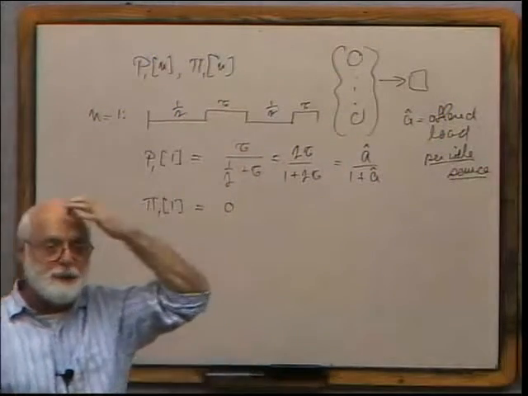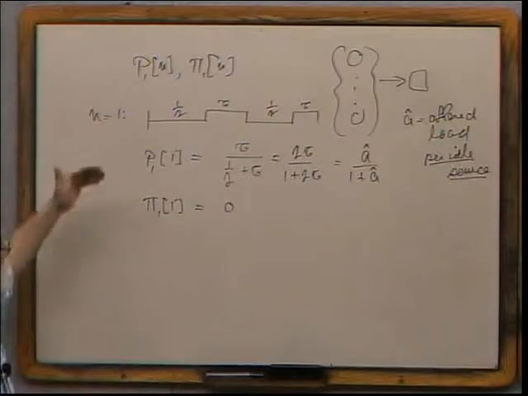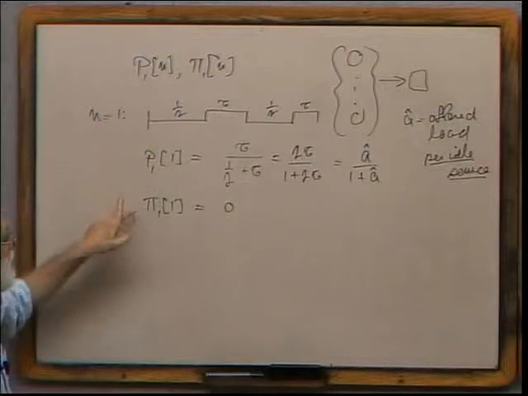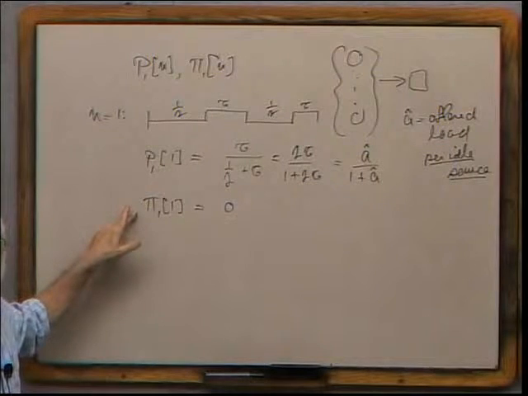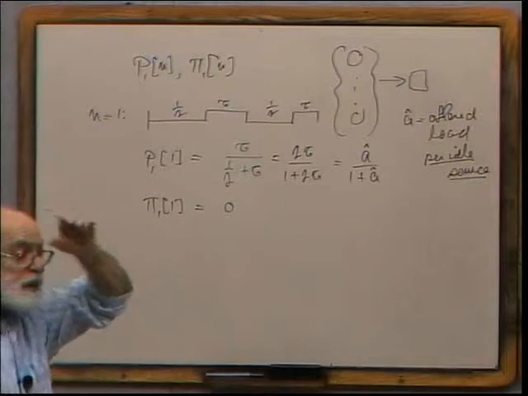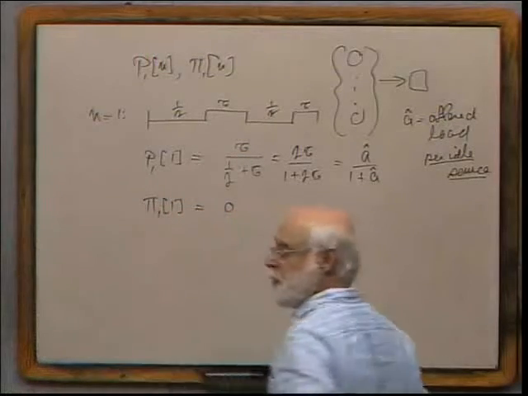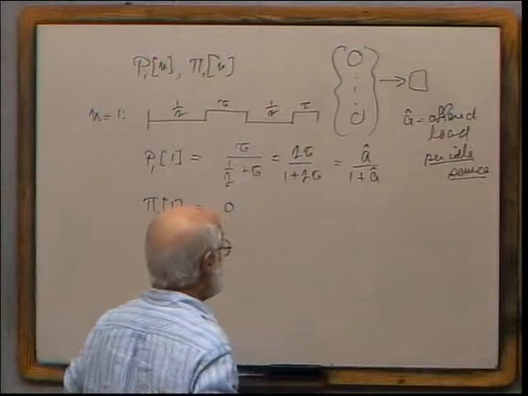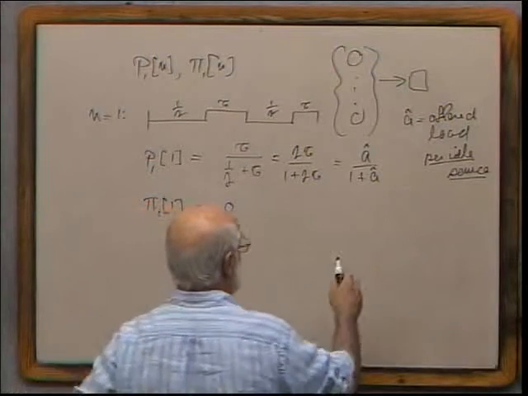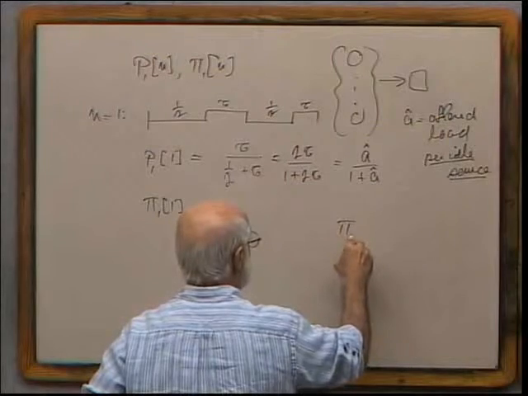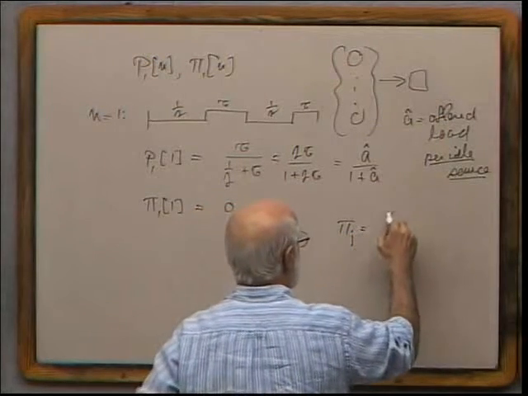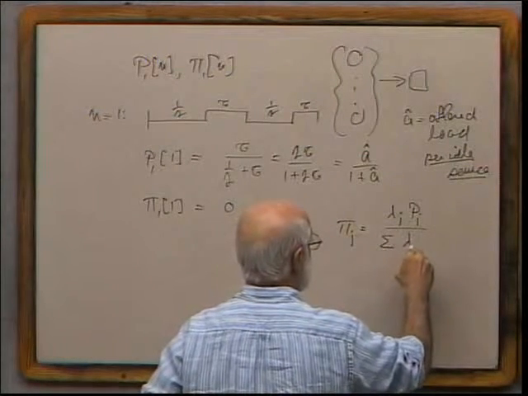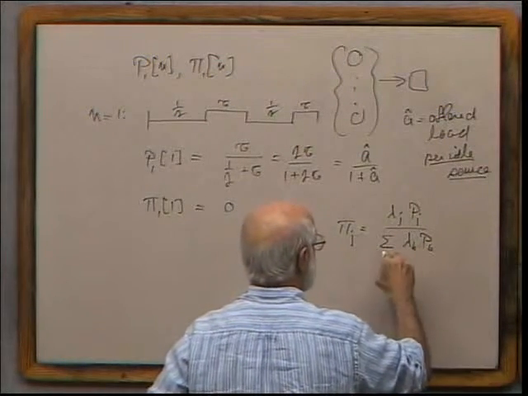Now, what we did when we had Poisson input was we calculated the p's, and then we interpreted them as the pi's because of the PASTA theorem, which said that the p's and the pi's are equal if we have Poisson input. But now we don't have Poisson input, so we can't do that. But we do have a formula. Let me write the formula. Pi j is equal to lambda j pj divided by the sum of lambda k pk, summed over all k.